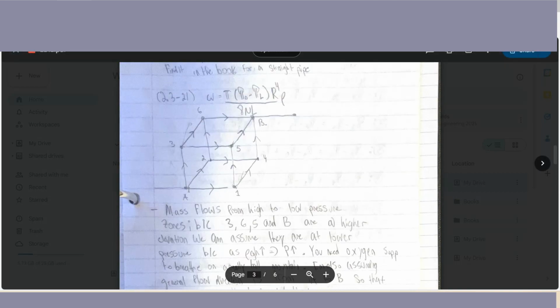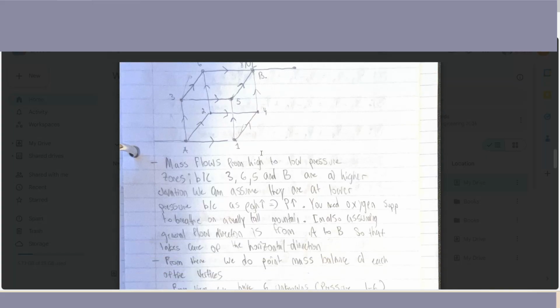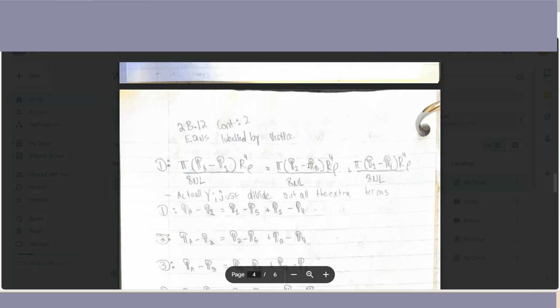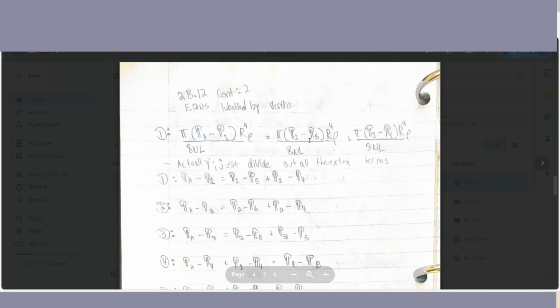Where's point 1? PA minus P1, that's the inlet. And then it's going to be P1 minus P5 plus P1 minus P4. And that's what you'll see in this equation here. P1 minus P5, P1 minus P4. It's the inlet minus the outlet pressures. And yeah, all these terms.